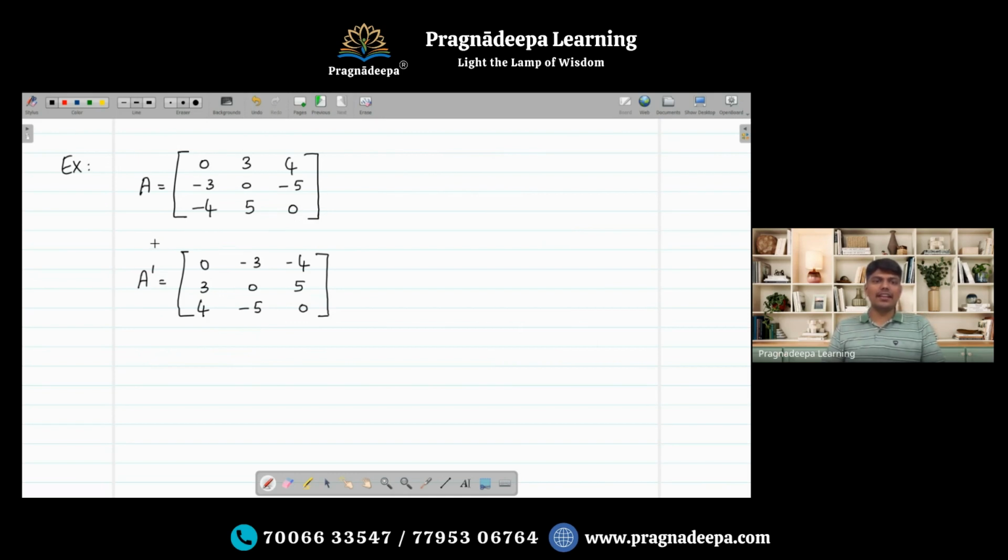Now tell me, is A and A dash same? No, they are not same. Therefore, A is not symmetric, correct? A is not symmetric. But can I take minus common?